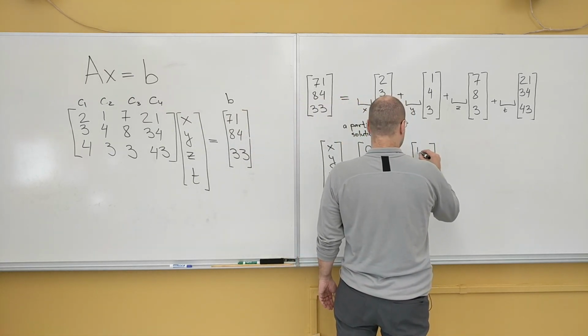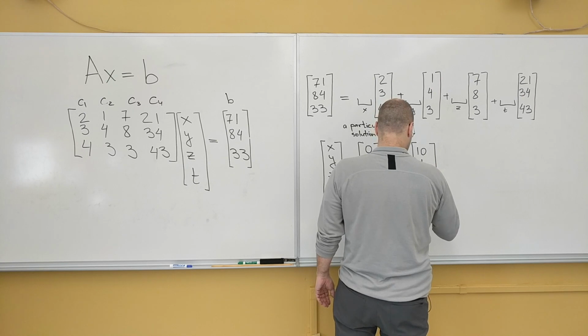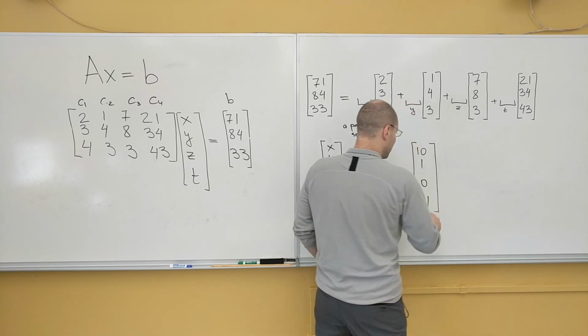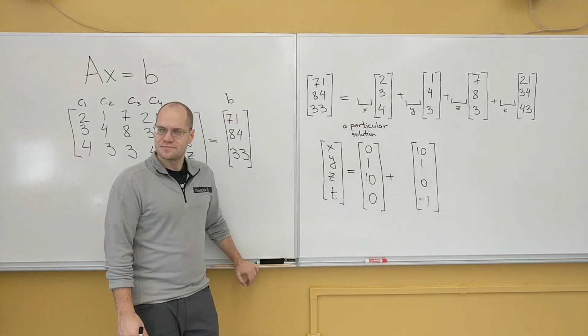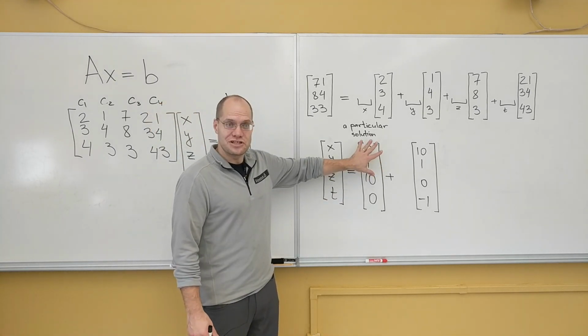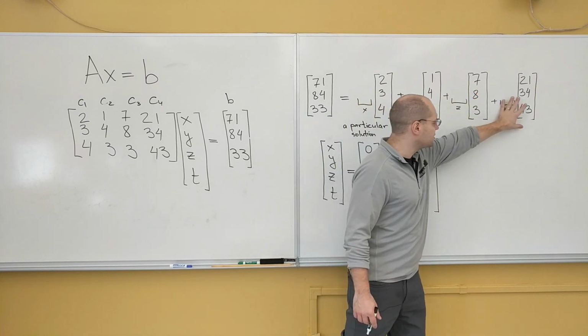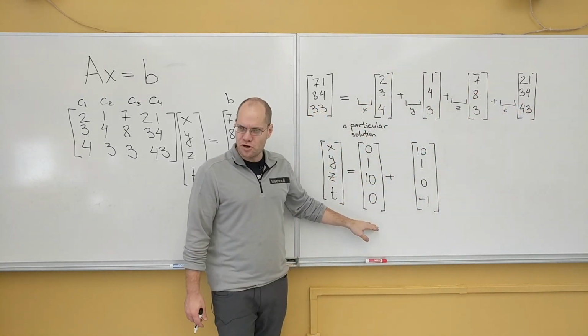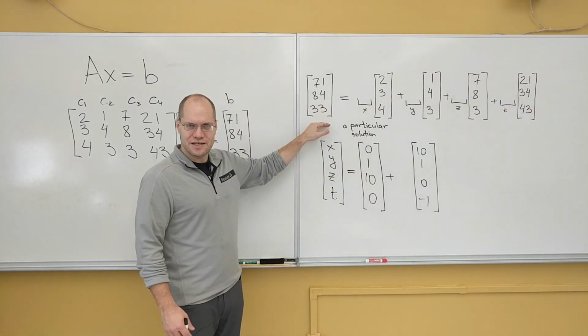So 10, 1, 0, minus 1. Right? So this is a particular solution. This guarantees that if I take these vectors in these proportions, I will get the target vector.